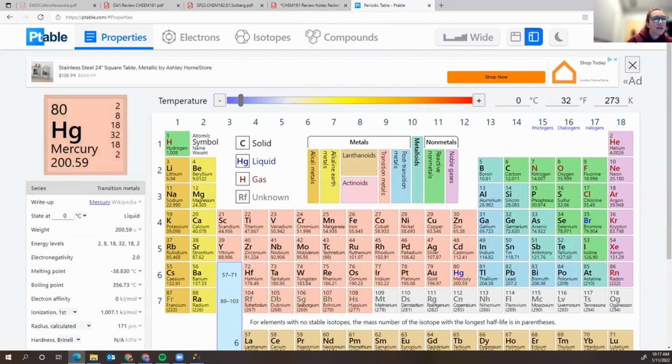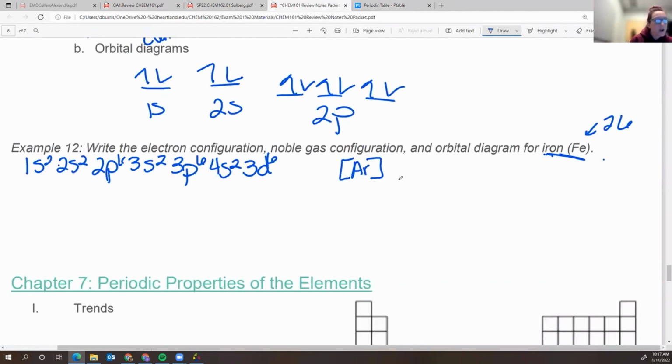Okay, so argon, and then to know where you start after that, it's the row your element is in. Notice I'm in number 4. Okay, the S block always. So I'm starting at 4s after that. So it's argon, and then it's 4s2, and then I needed 3d6. So that still adds up to 26. Argon's 18 plus 2 plus 6.